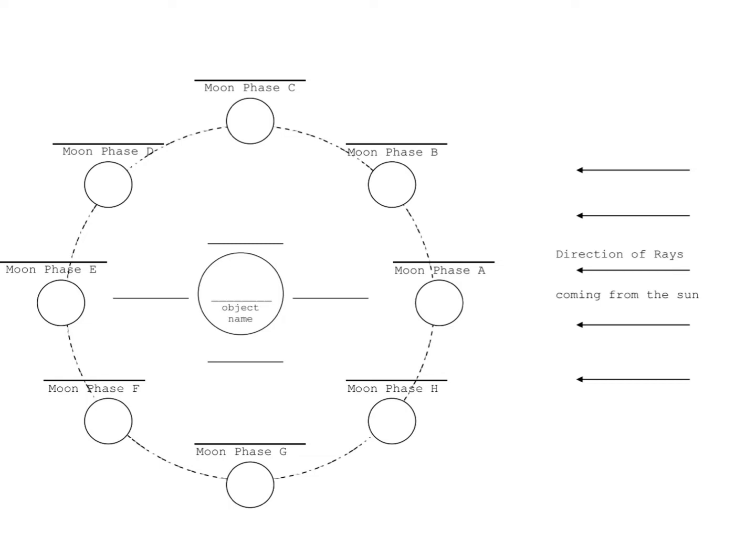Let's get started. On this page, I'm showing you a representation of the same three objects discussed in the last lecture. This center object is the Earth, and the 8 smaller circles surrounding Earth are the various phases of the moon. In this assignment, our sun is shown to be off on the right side of the page, with the sun's rays coming toward the Earth and the moon from right to left.